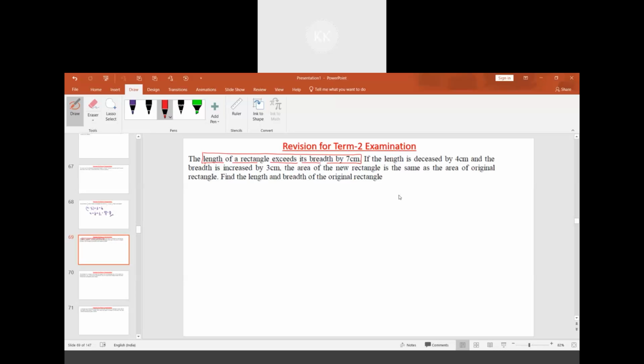Breadth is 9 centimeters. No, my doubt is why did they give this first sentence? The length of the rectangle exceeds its breadth by 7 centimeter. So that you can find its area. Sir, consider the breadth to be x, length will be x plus 7. Now we have to find its area, sir, which is x square plus 7x.